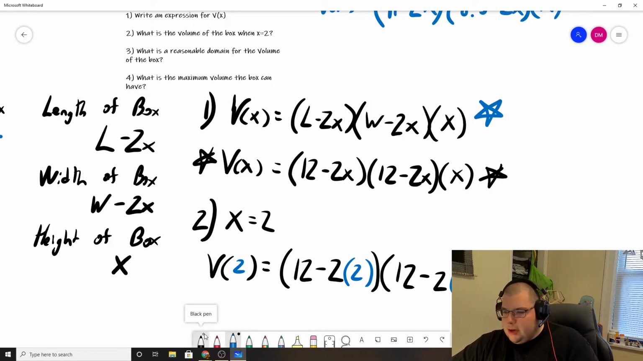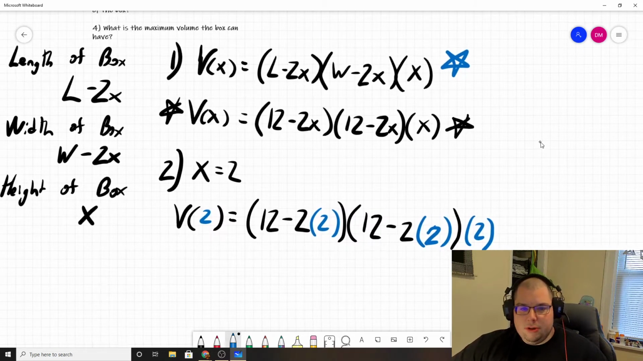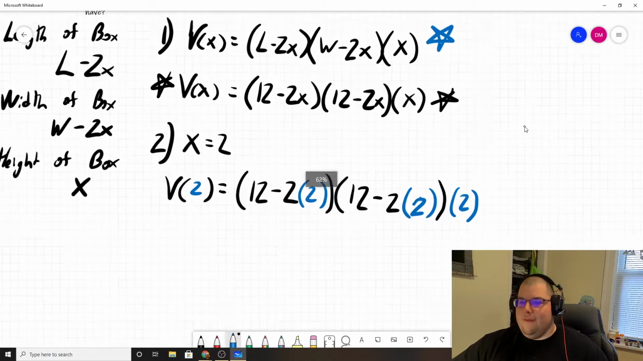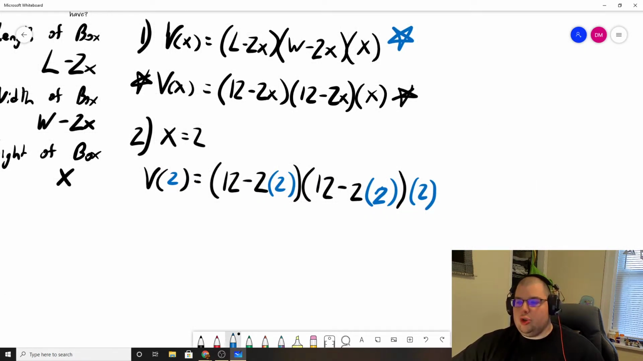And that gives me, oh, my handwriting is a little crooked. So that gives me that v of 2, having a hard time seeing that on my screen. V of 2 is equal to 12 minus 2 times 2. That blue 2, of course, is my x right up here. We want x equals 2. And then times 12 minus 2 times the blue 2, which is my x, times 2 again for the height, because if my cutout is 2 inches, that makes the height of my box 2 inches.